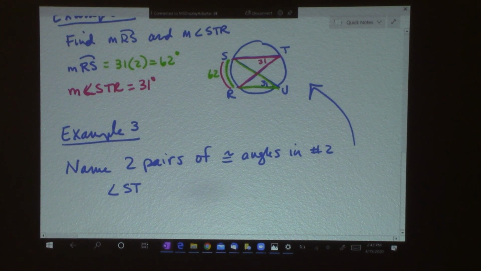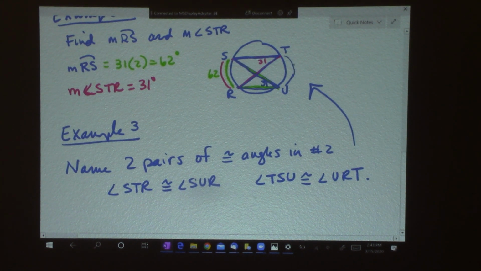So angle STR is congruent to angle SUR, and then we're going to go on the other side. So we can say angle TSU is congruent to angle URT. So that's on this side. STU is the same as URT, and they share this arc right there.